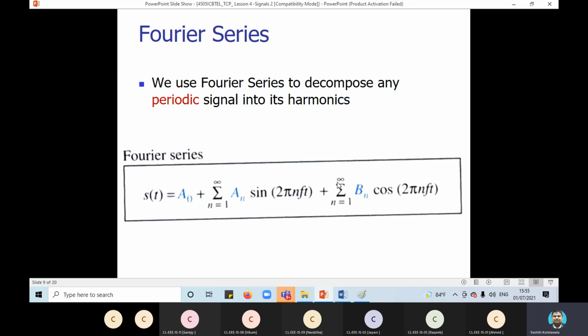Why this infinity? Fourier is saying that you can add as many waves as you want. That is the understanding. You can add as many waves as you have. Up to infinity means there is no upper limit.